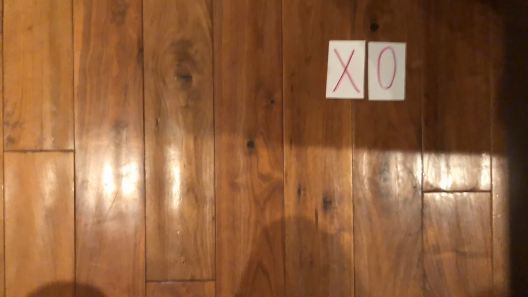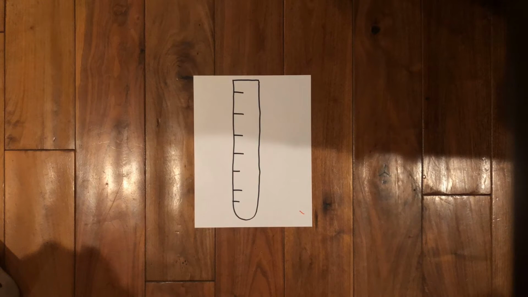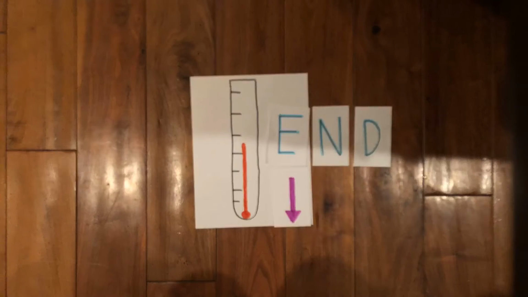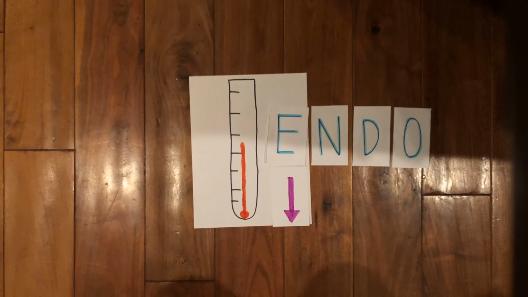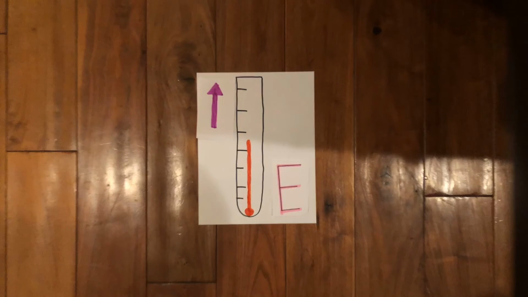A great way to know if a reaction is endothermic or exothermic is whether there is a temperature change or not, because temperature is a measure of heat. If there is a decrease in temperature, the reaction is endothermic, and if there is an increase in temperature, that means the reaction is exothermic.